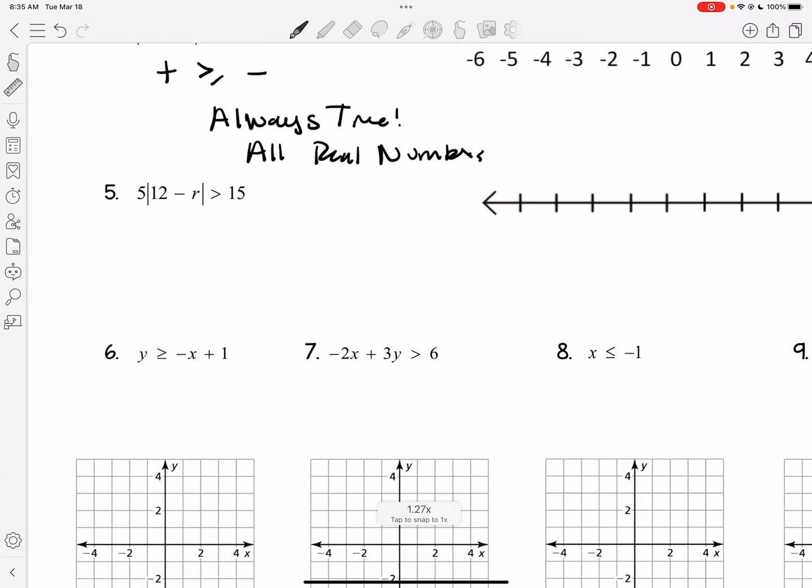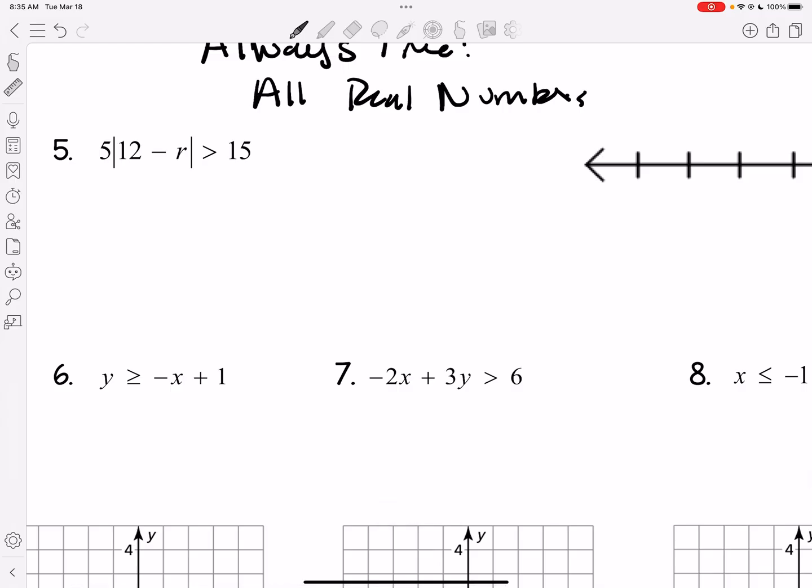Okay, number 5, I can see that my absolute value is not by itself. So the first thing I need to do is get rid of the 5. Remember, to get rid of that, I do not distribute, I divide. So I'm going to divide everything by 5 to get absolute value of 12 minus r is greater than 3.